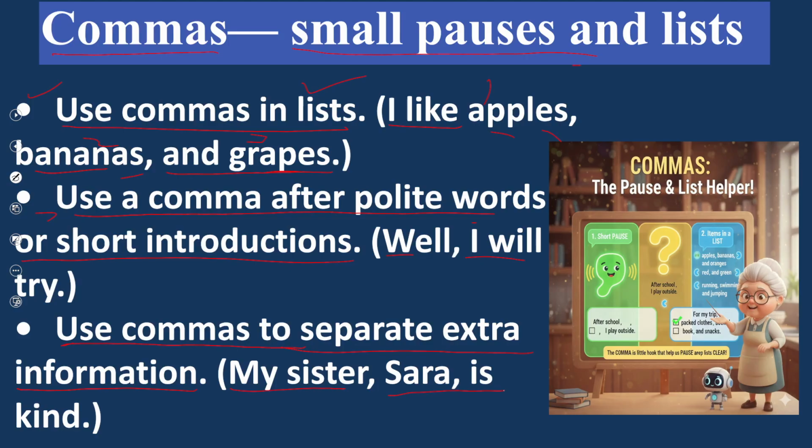My sister, Sarah, is kind. Now look at this. My sister. This is the information. We put this information in two commas. Sarah, the name. Here the information about the name of the sister who is kind, right? If we remove this word, my sister is kind, then the sense of the sentence will not be disturbed, it will be the same. Yes, this is the importance of two commas. It is used in place of brackets. We may use brackets for this purpose, or we may use two commas for providing extra information in any sentence.